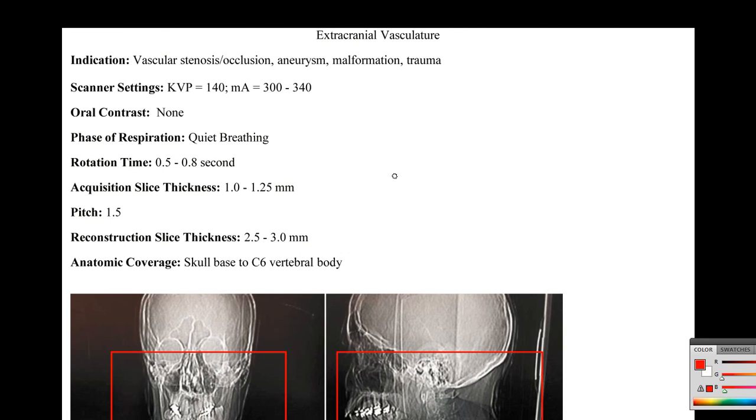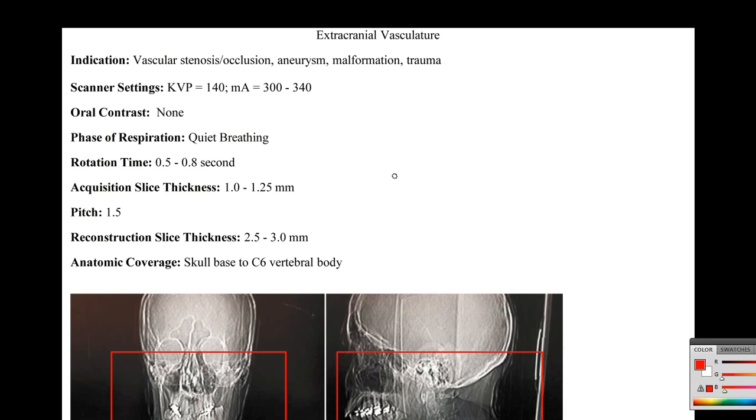Okay, extracranial vasculature. As the name implies, it's vasculature that is going towards the cranium, but it's not in the cranium. So this can be for vascular stenosis or an occlusion, aneurysm, malformation, trauma, things like this. And so basically what we're focusing on is the carotid arteries and or the jugular veins.